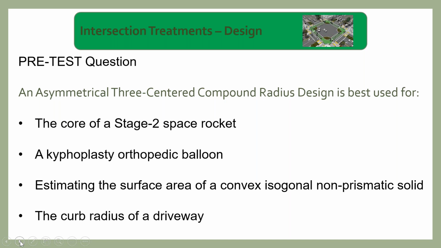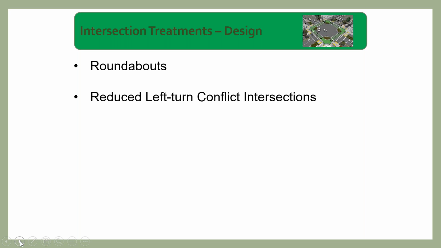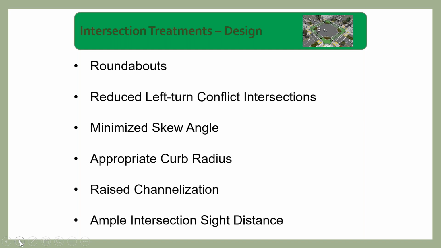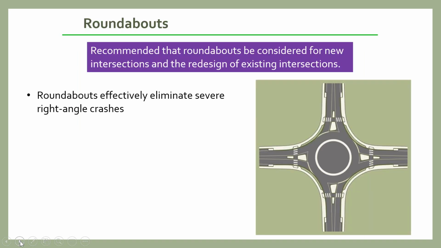The correct answer is D. Who knew that the curb radius of a driveway could be so complex? But we'll talk about what we mean by an asymmetrical three-centered compound radius design. Wow, so complex just to design a simple curb radius. We'll get to that. So intersection treatments: we're going to talk about roundabouts, reduced left turn conflict intersections, skew angle in intersections, curb radius, raised channelization, and sight distance, intersection sight distance. So let's start with roundabouts.